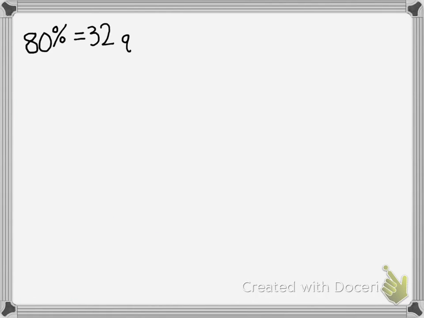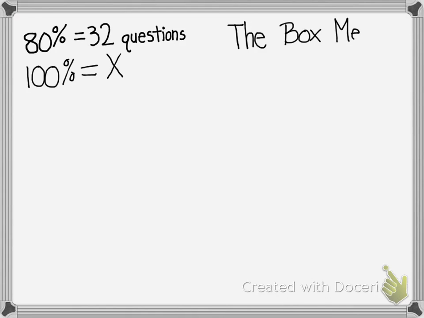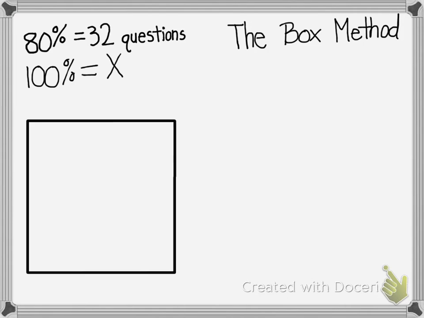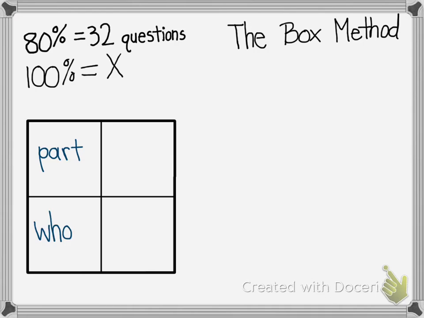I am now going to show you how to solve the same problem using the box method. So let's start by drawing a box and partitioning the box into 4 equal parts. We label the part, whole, percent, and the percentage out of 100. So the part in this question, I need to ask myself, what is the part? Well, the part is 32, because we're trying to figure out the whole. I do not know what the whole is, so I'm using the variable x to represent the whole.